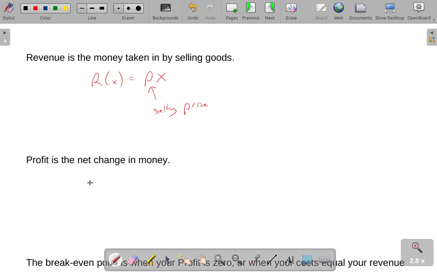Profit is the thing that you're generally most interested in in business. And your profit, we're going to call this P of x, a capital P, just like the capital R was for revenue and the capital C was for cost, is going to be your revenue minus your costs.